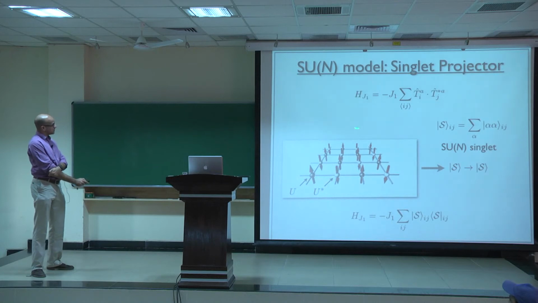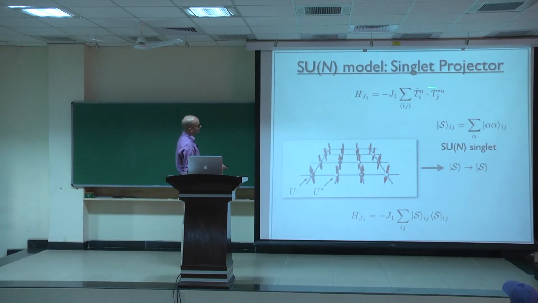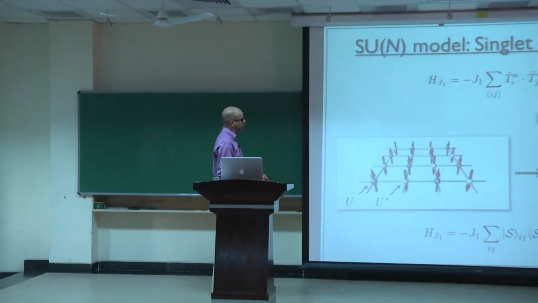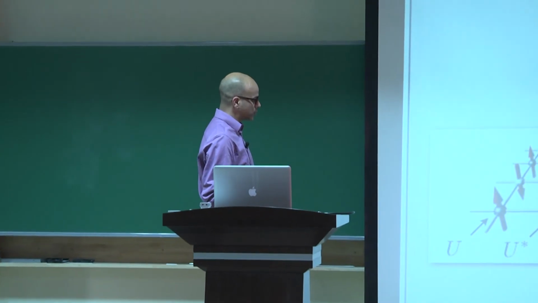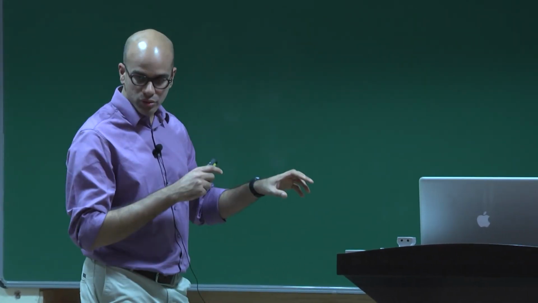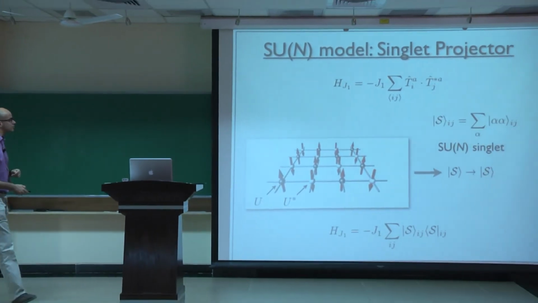The models are, so we saw the SU(N) model can be written as T times T star. And this T times T star can be thought of as a singlet projector. Okay, so you can rewrite this as a projector onto singlets, where the singlets are the sum over equal colors on neighboring sites. And the reason they have SU(N) symmetry, of course, is because you can multiply the singlet by U and U star, and that leaves a singlet invariant. So of course, the projector is also invariant under that symmetry.